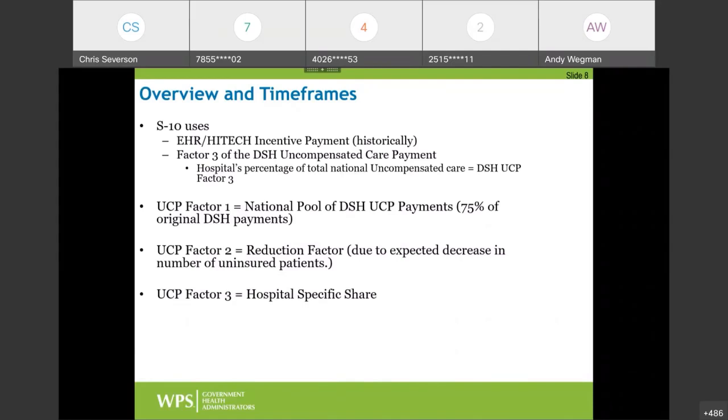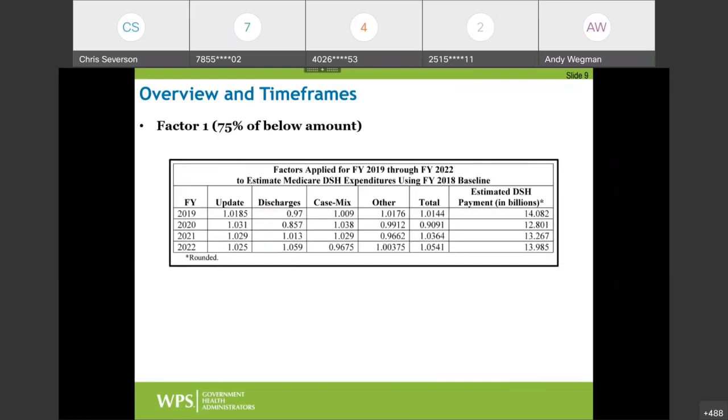We'll just briefly see factor 1 is the pool of DISH payments, the national pool. It's essentially the 75% of the original DISH that's been carved out, and now it's being paid out as UCP. Factor 2 is an expected reduction factor that's evaluated and analyzed each year because of the assumption that the number of uninsured patients should be dropping over time. And factor 3, of course, is the big one for us. It's the hospital-specific share. That's what the audit is all about.